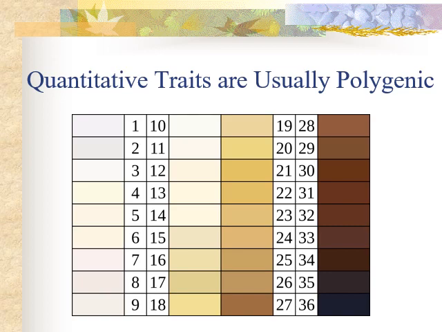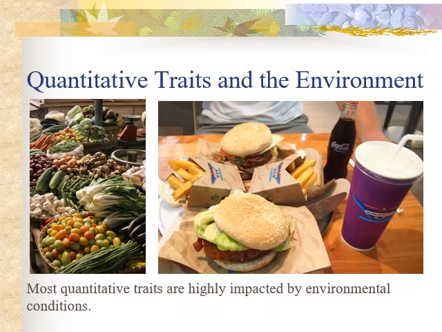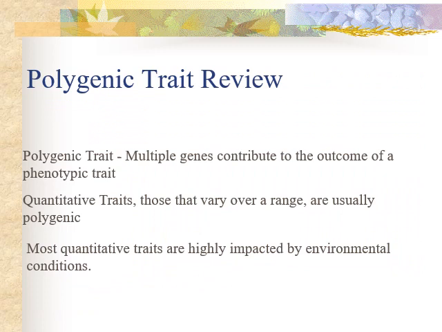Quantitative traits are usually polygenetic, and they are heavily influenced by the environment, by what you eat, by what you drink, by how much sun you get, and all of the other such factors. So polygenetic traits are multiple genes contributing to the outcome of a single trait. They tend to have large gradation, a large range, and they are highly impacted by environmental conditions.